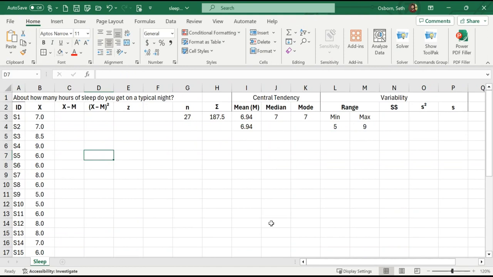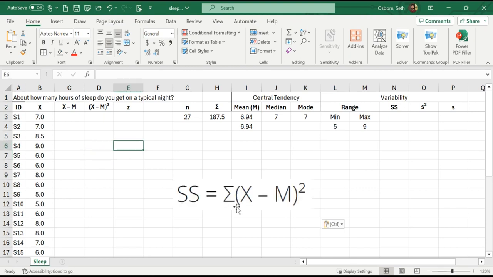Next, let's calculate the sum of squares. That's the sum of squared deviations from the mean. This is an index of dispersion. Here is the formula for sum of squares. It is just like the name says, it's the sum of the squared deviations from the mean. So I'll show you how to get this very quickly in Excel, but first let's work through the steps piece by piece.